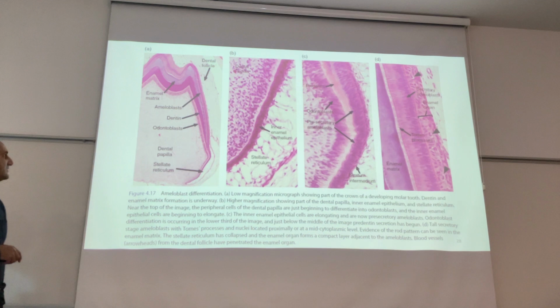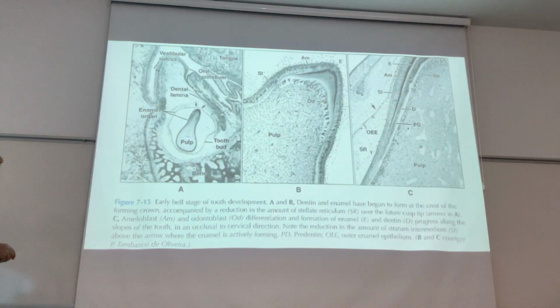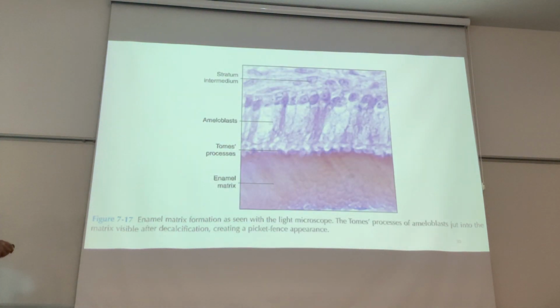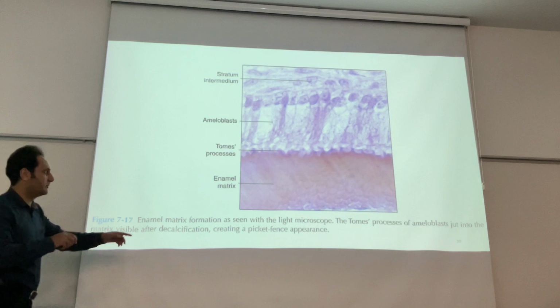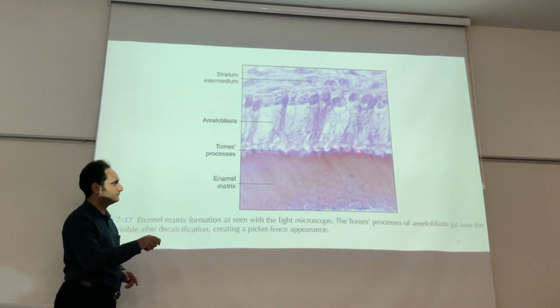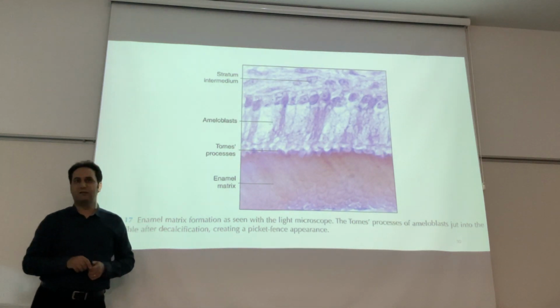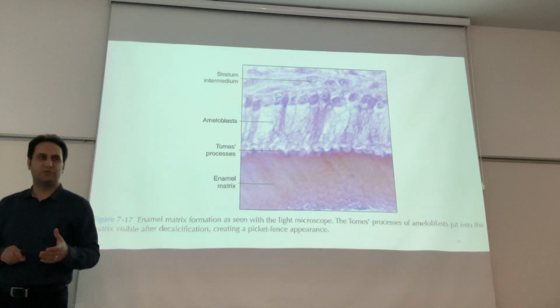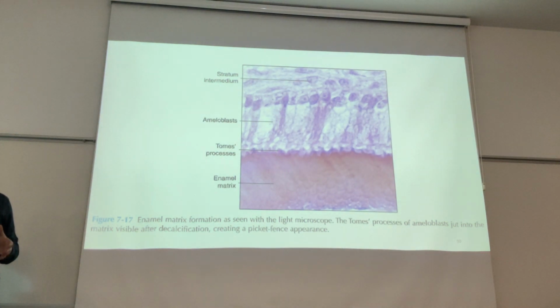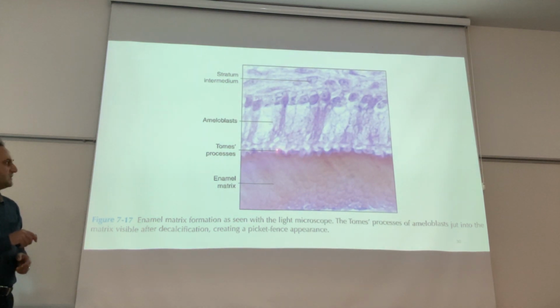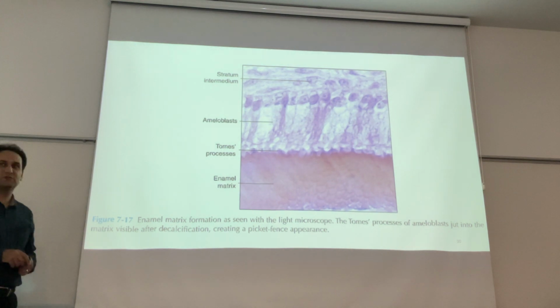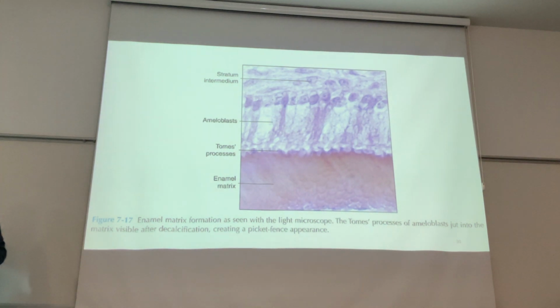Again, the same things. Again, you can see ameloblast and Tomes process, and in this part you can see the enamel matrix. Look at the surface of enamel. That not smooth structure of the enamel surface is because of the Tomes process. Tomes process makes that ruffled structure in the surface of enamel. Okay?